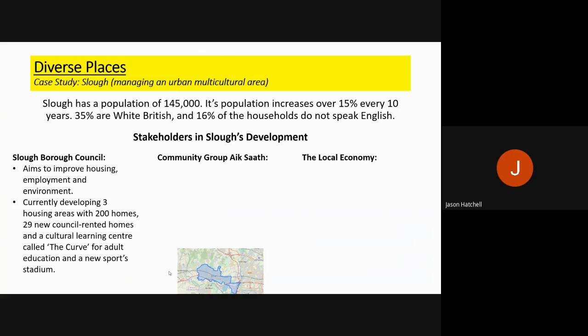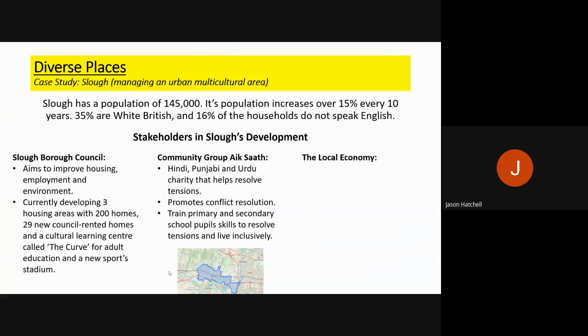There is also a community group called Edexcel. Now, Edexcel is a Hindi, Punjabi, and Urdu charity that helps to resolve tensions between the different types of communities in Slough. It promotes conflict resolution. It basically aims to resolve conflict. And one of the ways it's doing that is by training primary and secondary school pupils the skills they need to resolve conflicts and to live inclusively, to live in an area that is a wide-based community that has multi-ethnic ethnicity at its core, that has multi-faith at its core, that is a multicultural area.